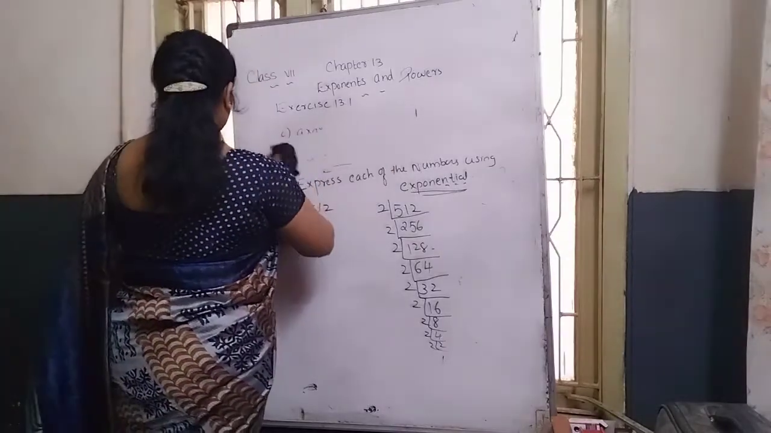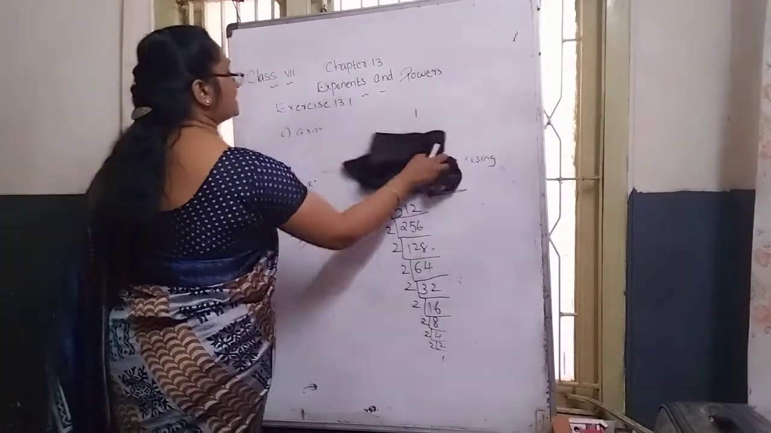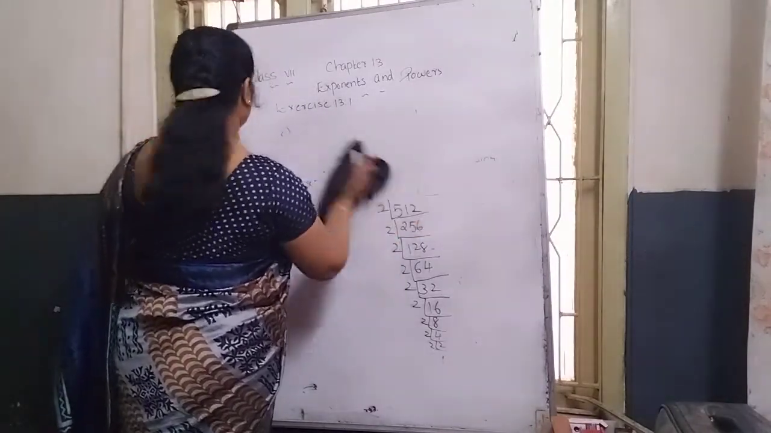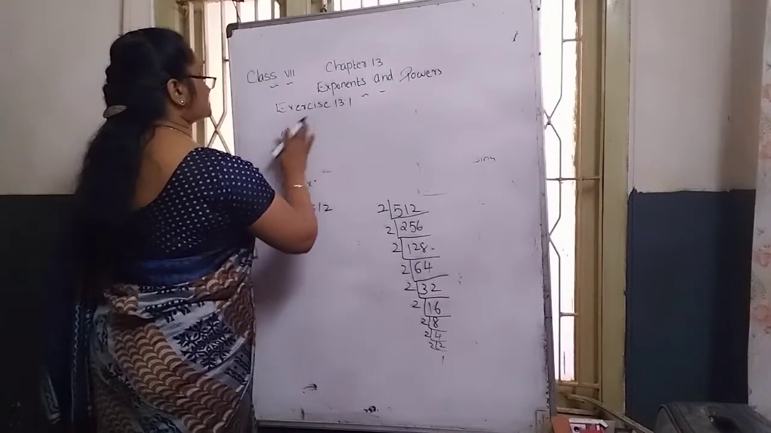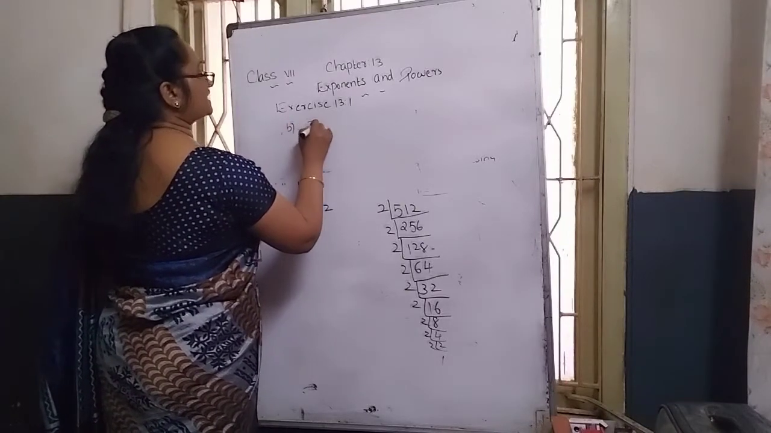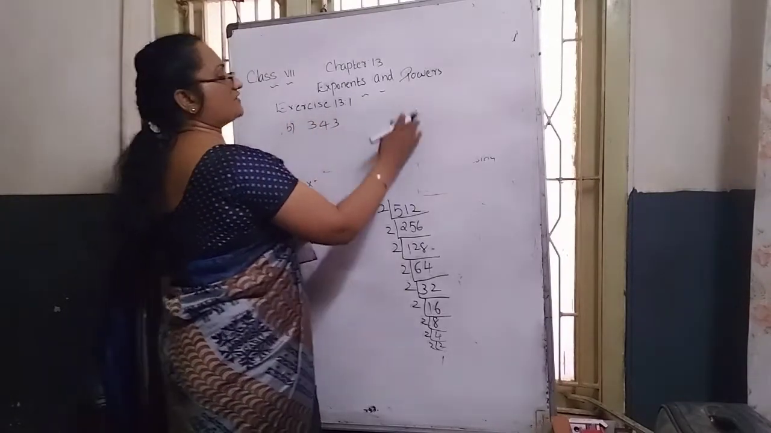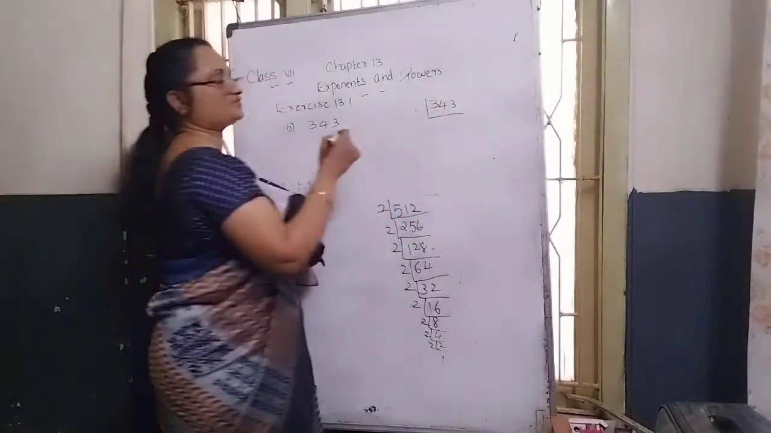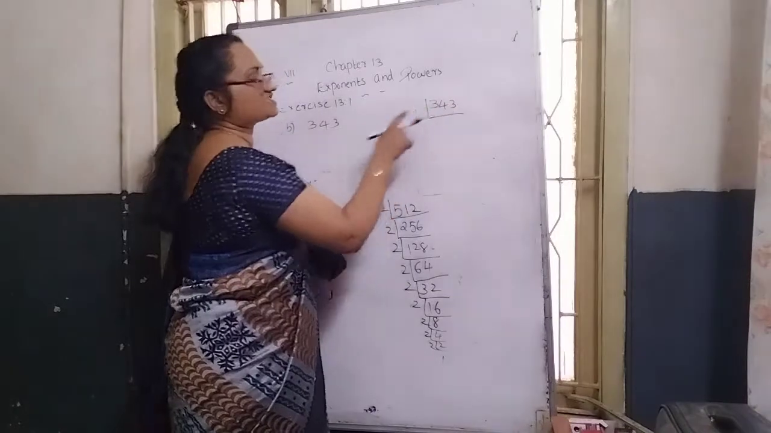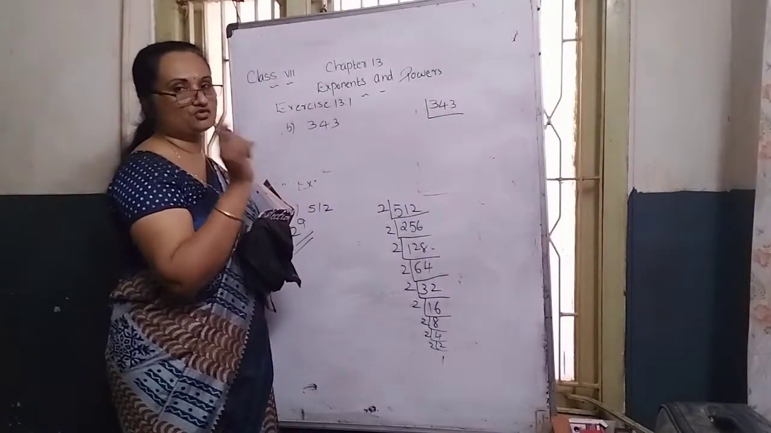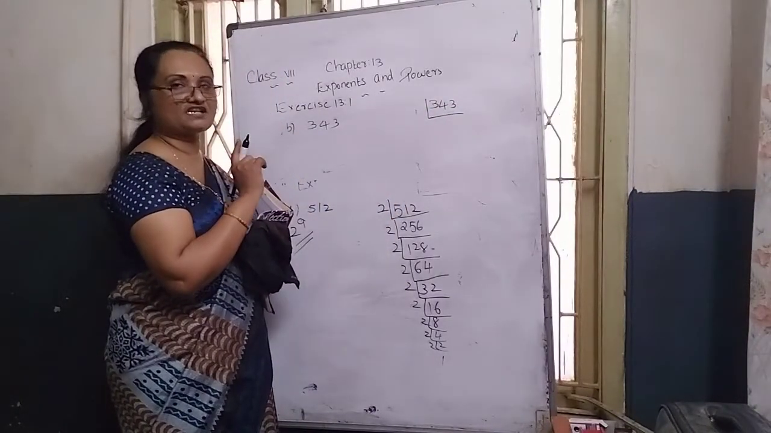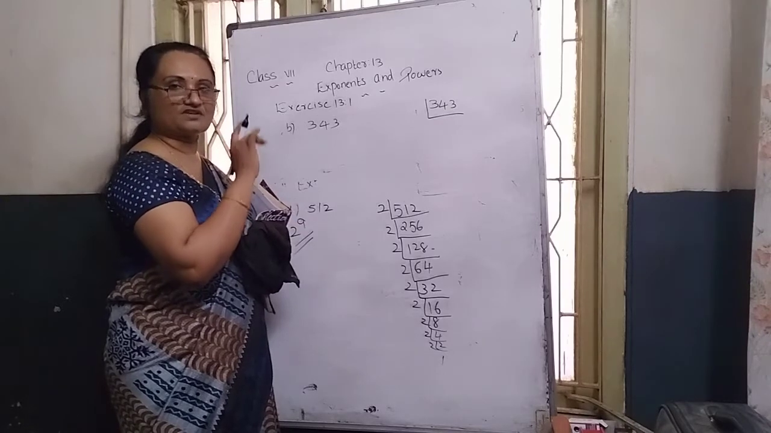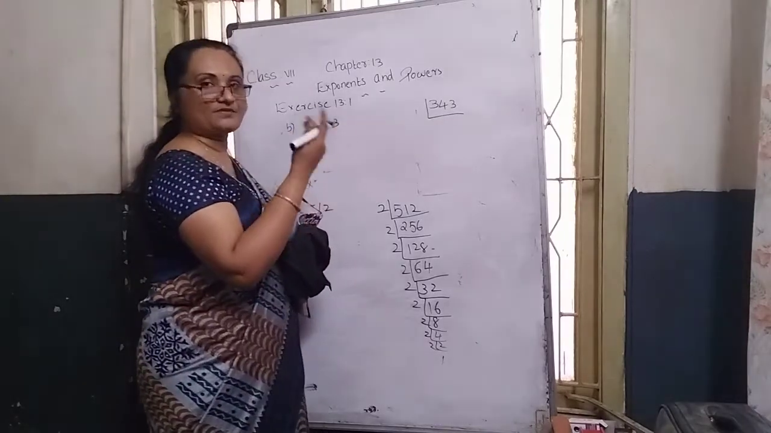Then another question, the same model: express in power notation. Question B, 343. Prime factorization: draw the L-shaped box. Again check the unit place, which is 3. Is it possible to divide by 2? No. The unit place needs to be an even number, and here 3 is an odd number. Then the next prime number, 3.